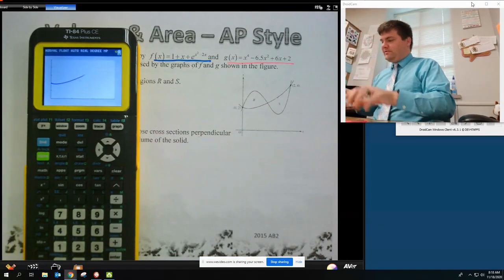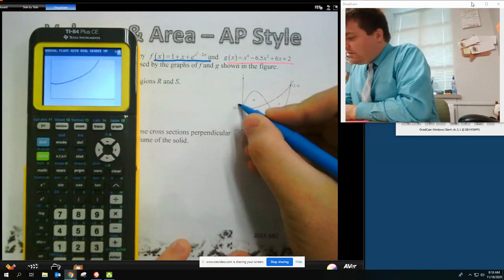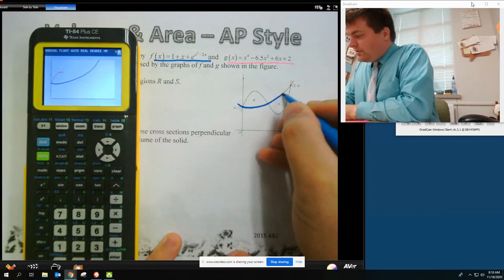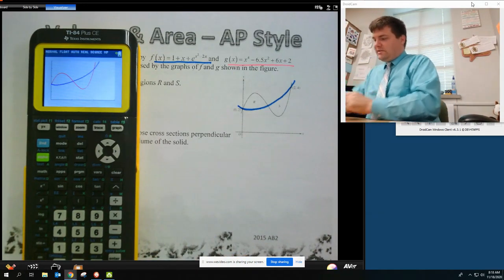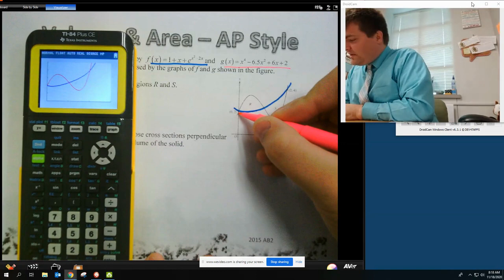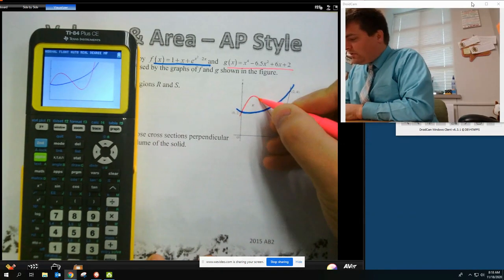All right, so it looks like this first one right here is blue, so that's blue. And this one is red. Like I said, pretty much our calculator is going to match exactly what we have here.